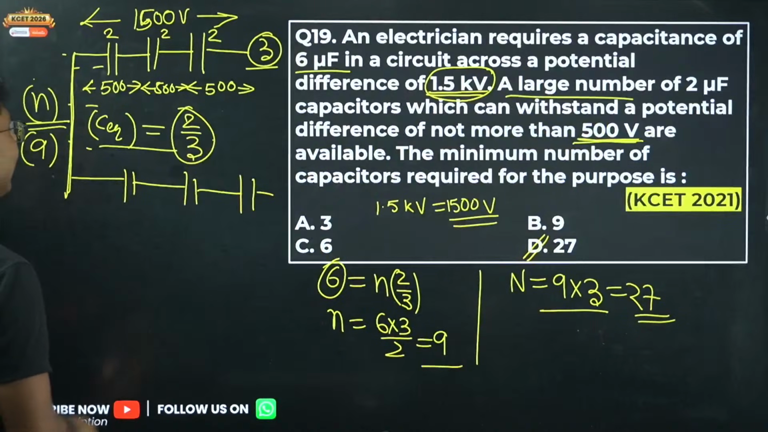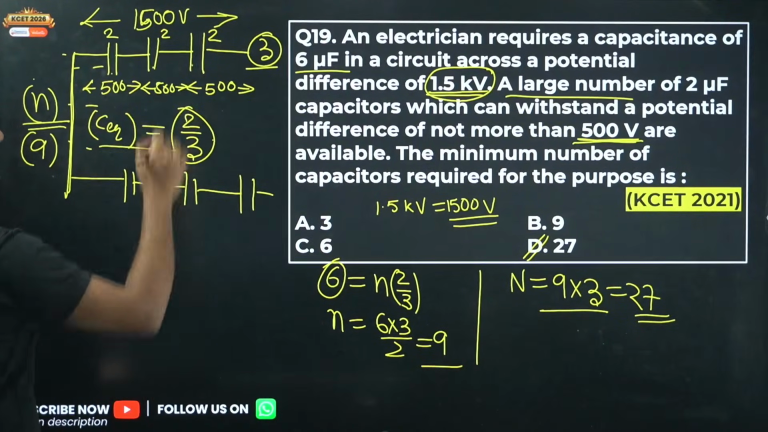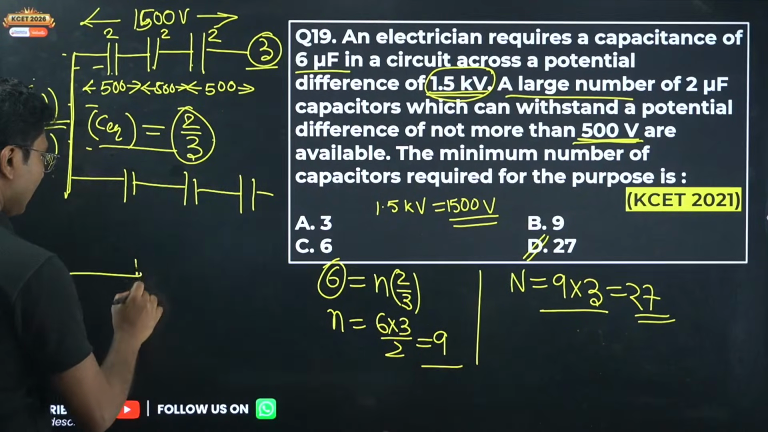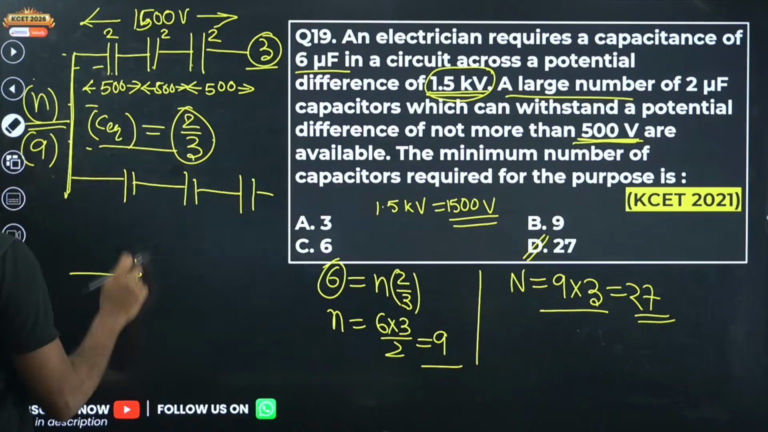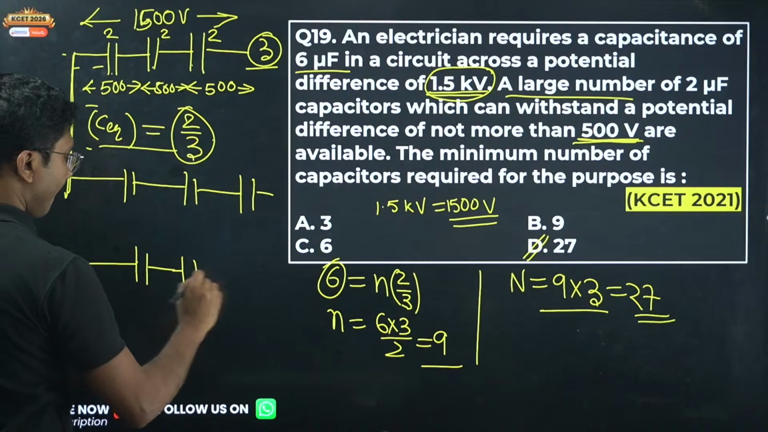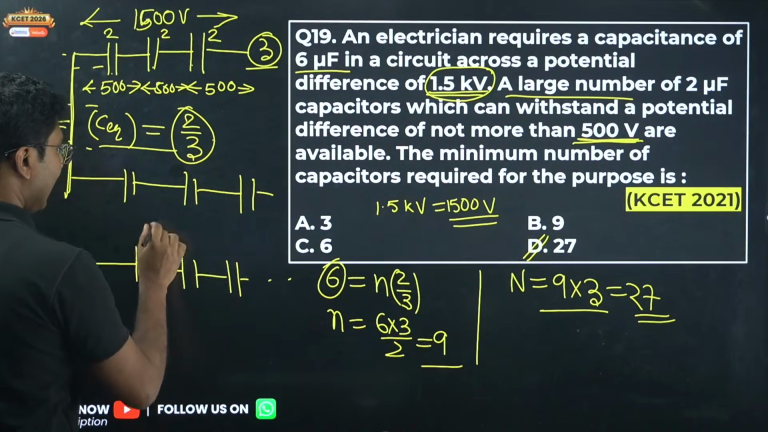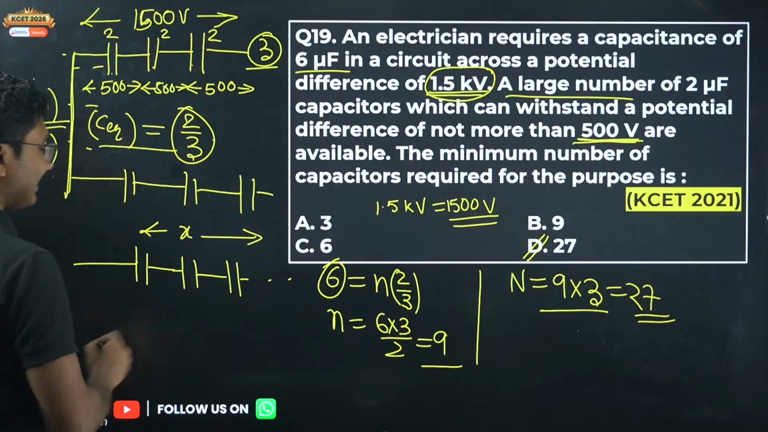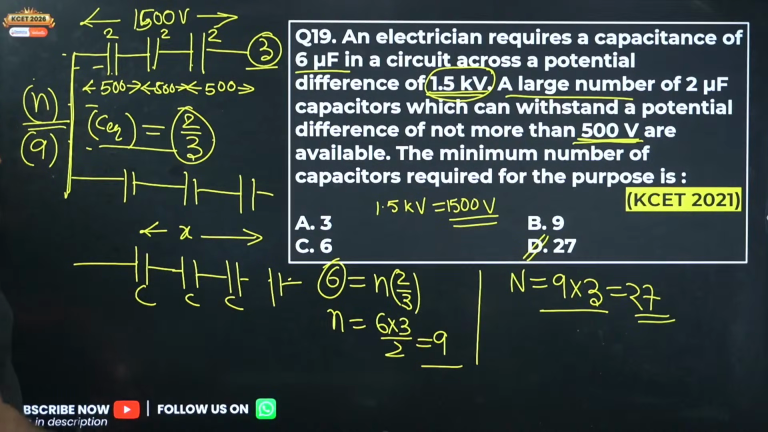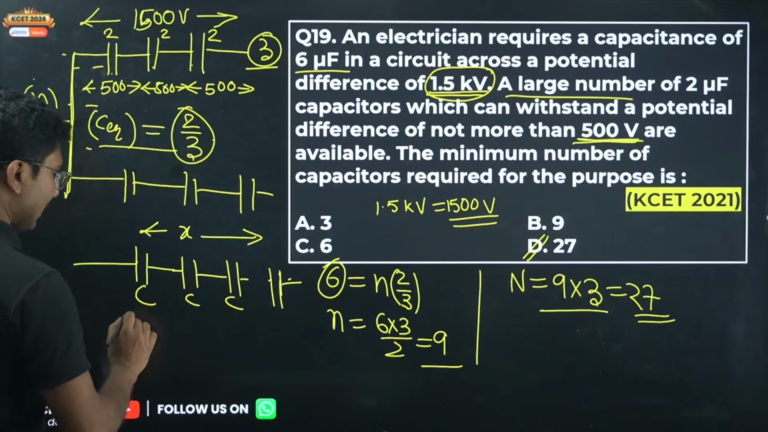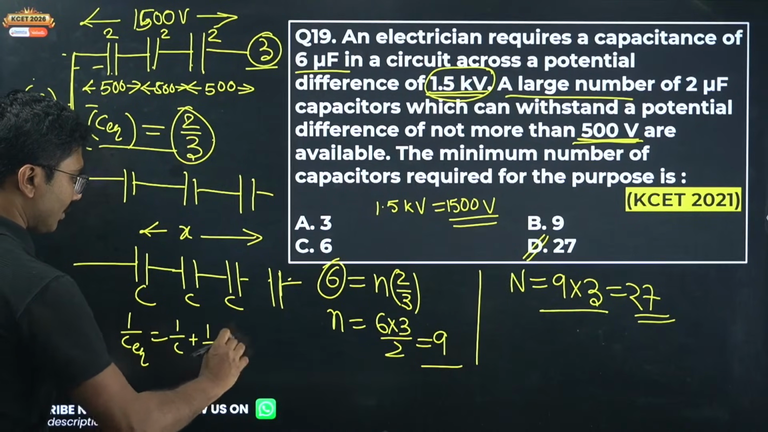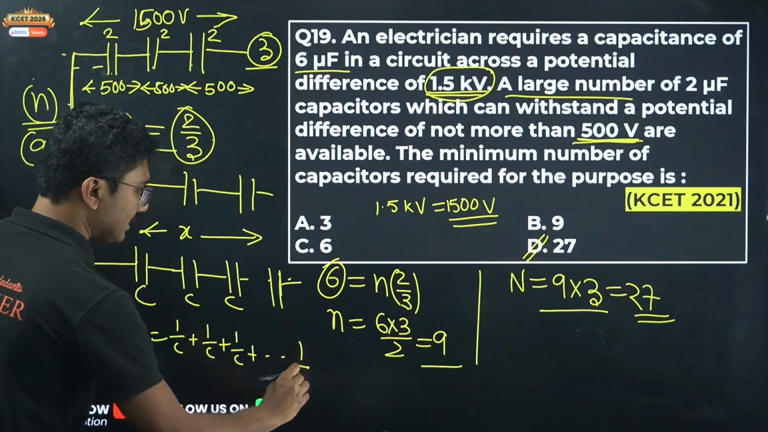So if you go back here, 3 capacitors are connected in series. So this is a shortcut here as well. If you connect, say, X number of capacitors in series, each of them have same capacitance, the equivalent capacitance is basically 1 by C equivalent equals 1 by C plus 1 by C plus 1 by C plus dot dot dot 1 by C, right?